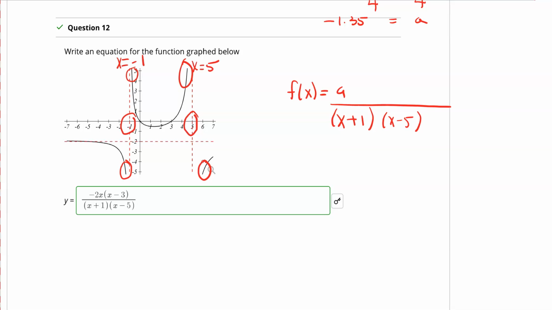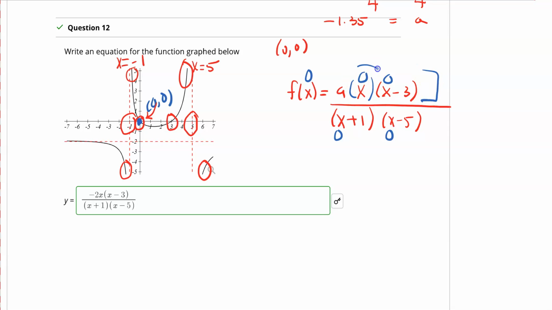Next, I'm going to consider what my x-intercepts are. Well, I have one right here, so that means I'm going to have an x up here. No need to put minus 0. And I have one here at 3, so I'm going to say x minus 3. Now this one is a little bit different because this y-intercept that we have is at 0, 0. If I go plugging in zeros everywhere, it ends up zeroing out the entire top because of this 0 right here. So we're going to have to take a different approach to figure out what that a value is.